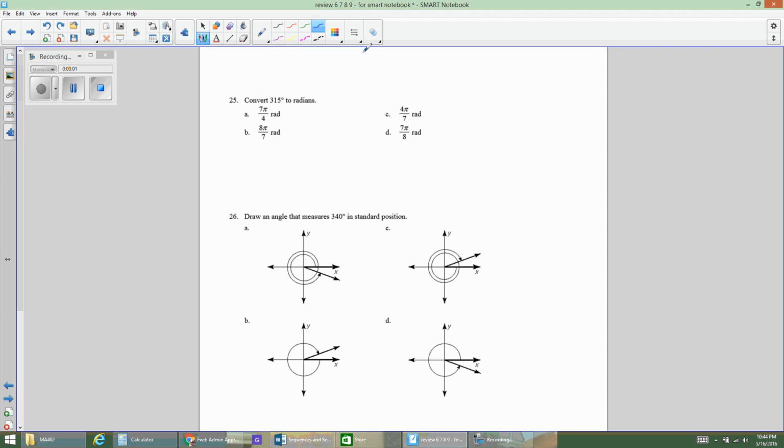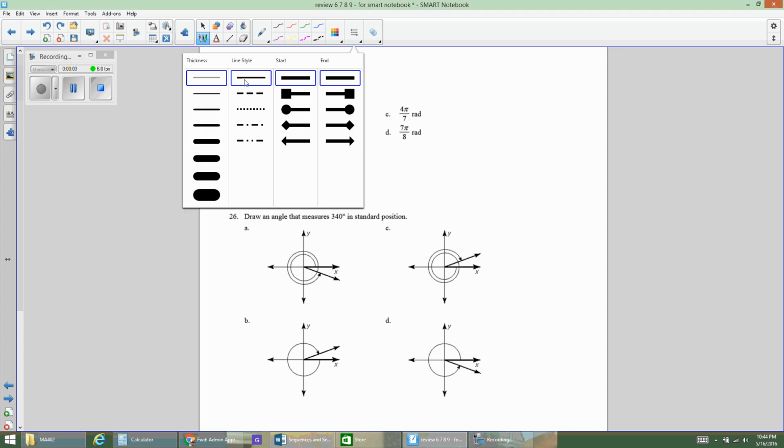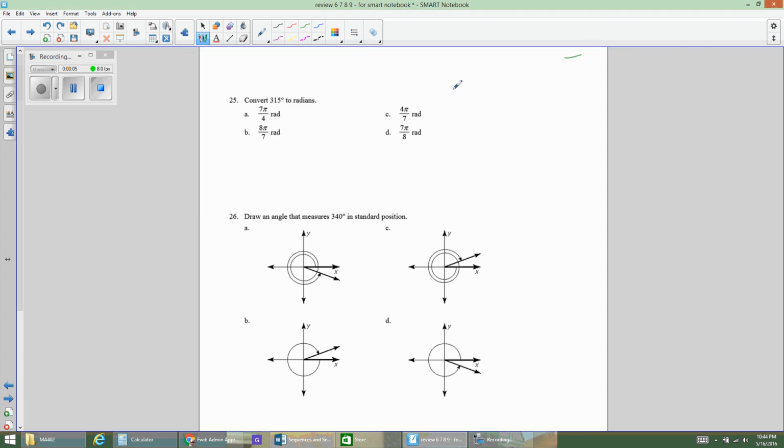Okay, let's see if we can finish this. Now we're at number 25 of our review, and we're converting radians to degrees, and you just have to remember how. What's the formula? You multiply by pi over 180.